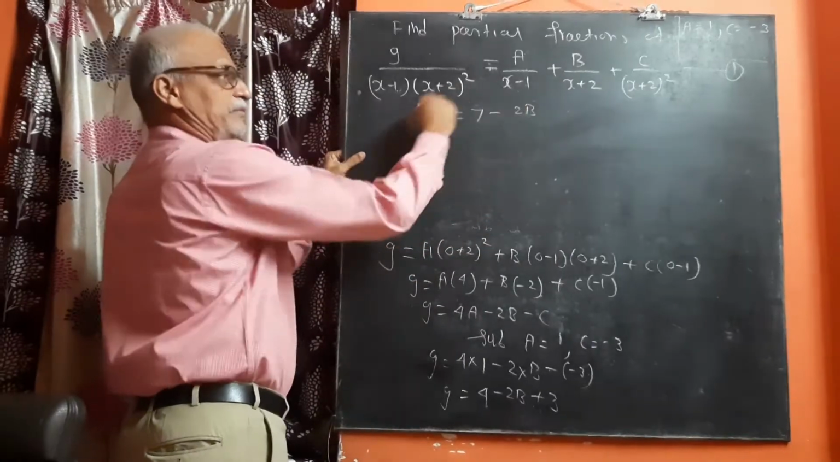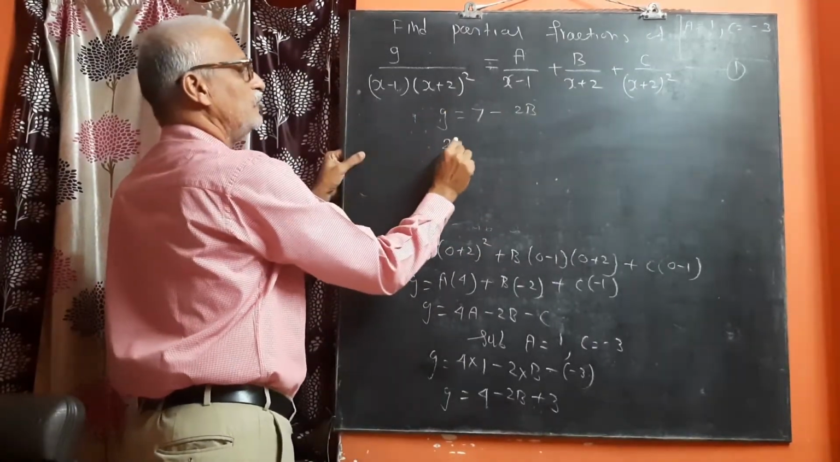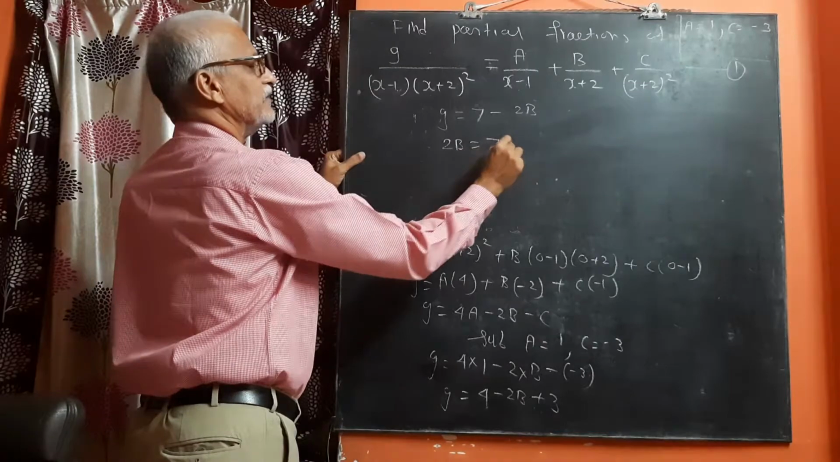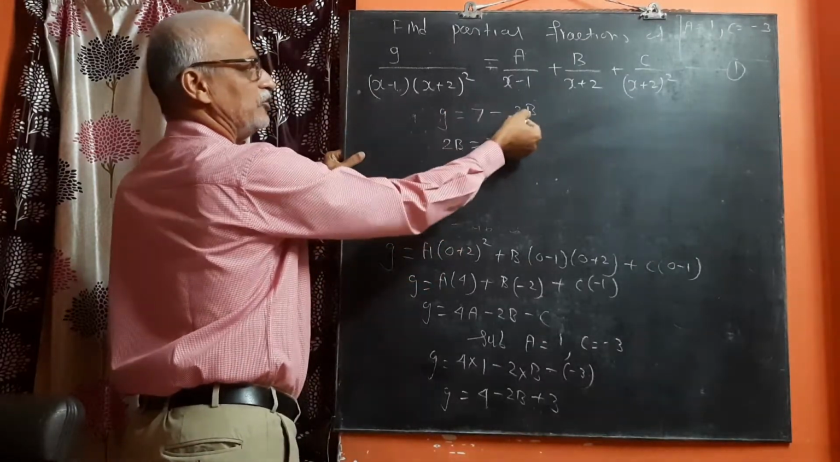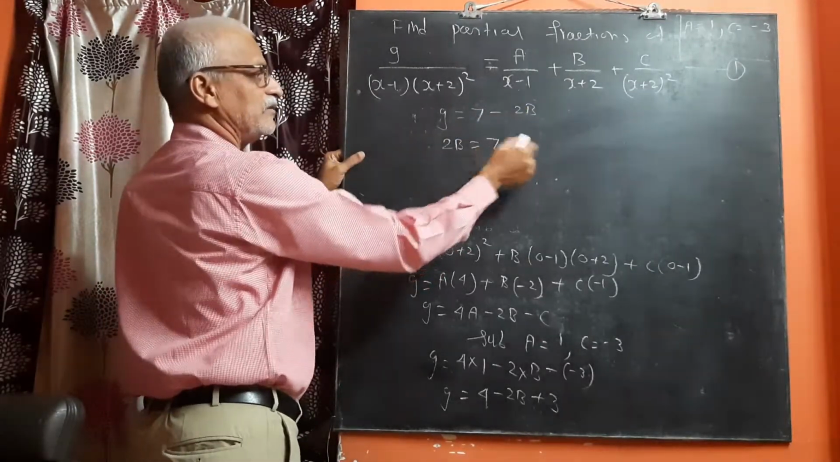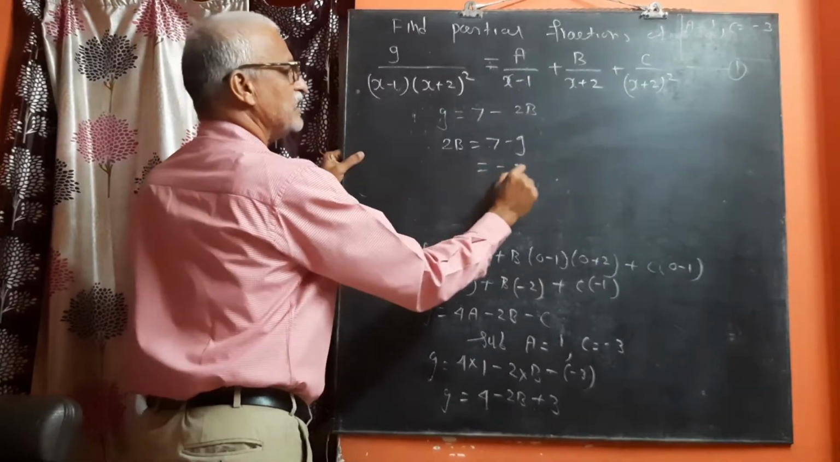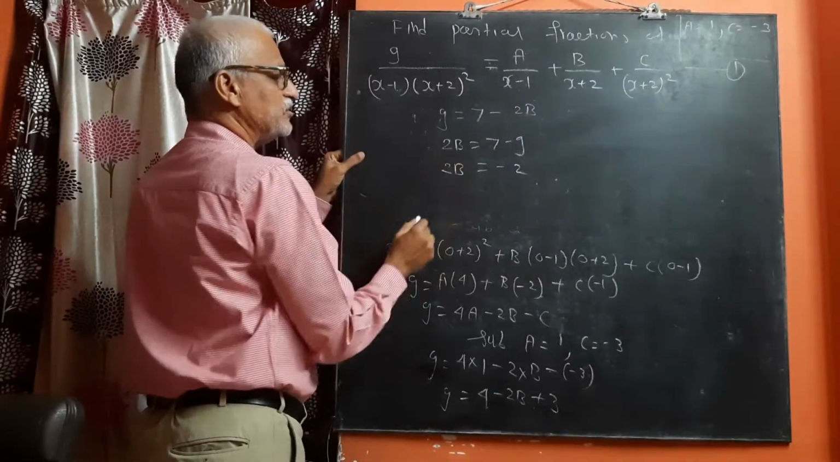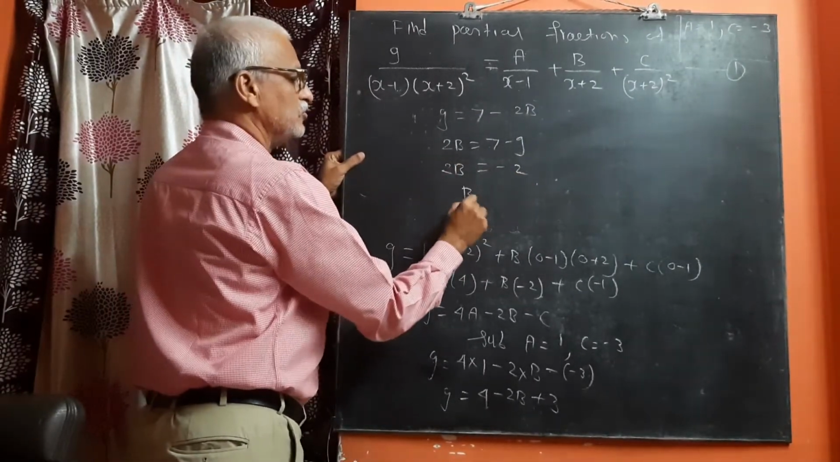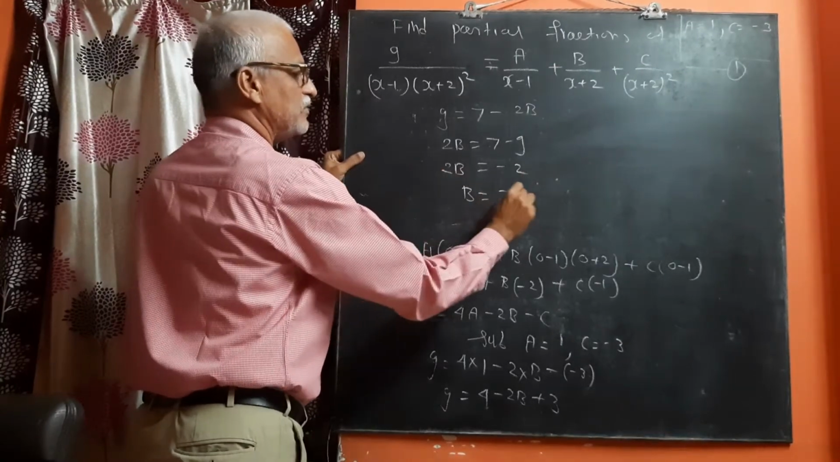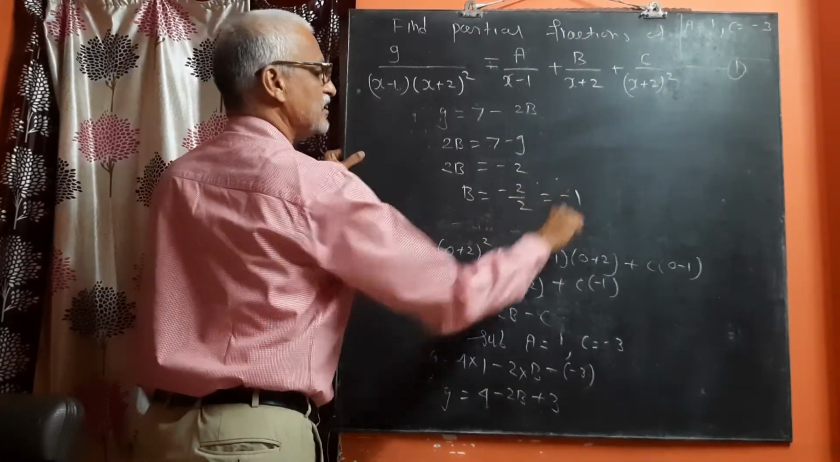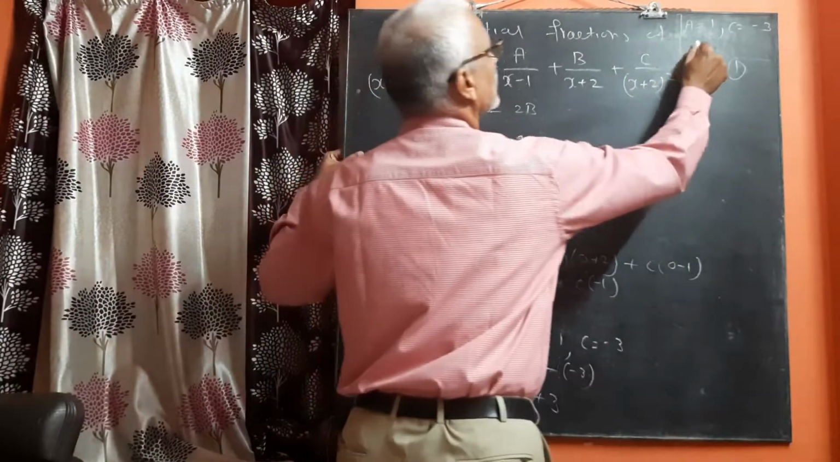Shifting, 2b goes here, that will be 2b equals 7 minus 9. The 2b comes to this side, 9 goes to that side, so minus 9. That is equal to -2. That means 2b equals -2. So b equals, this 2 goes there, so -2 upon 2, and that is equal to -1. So the value of b equals -1.